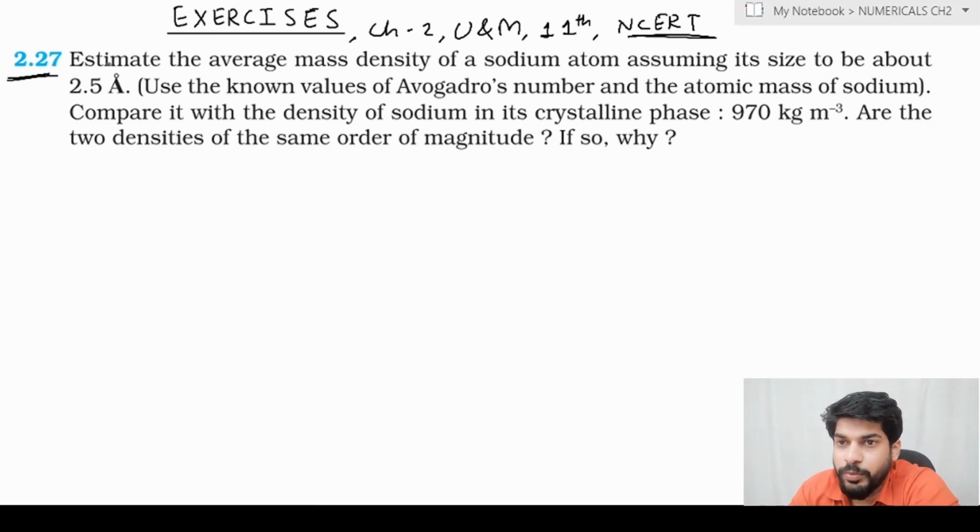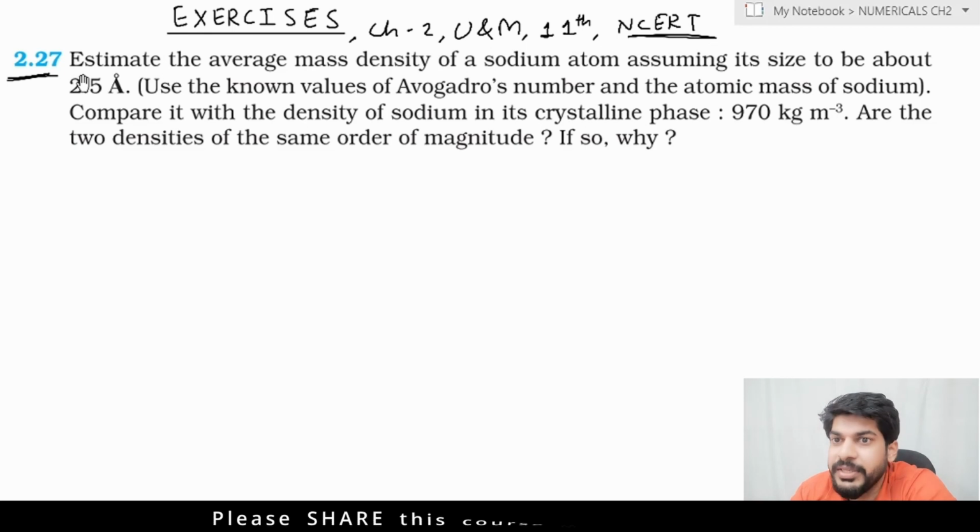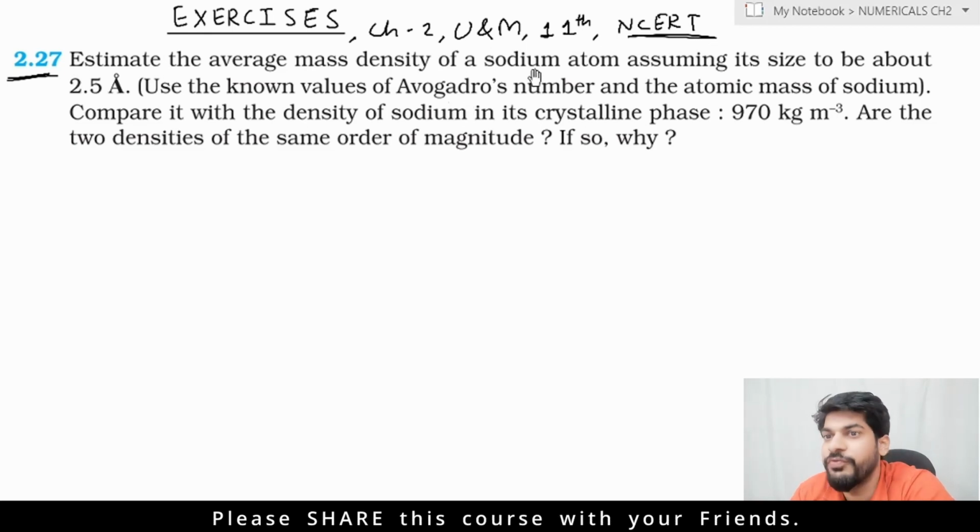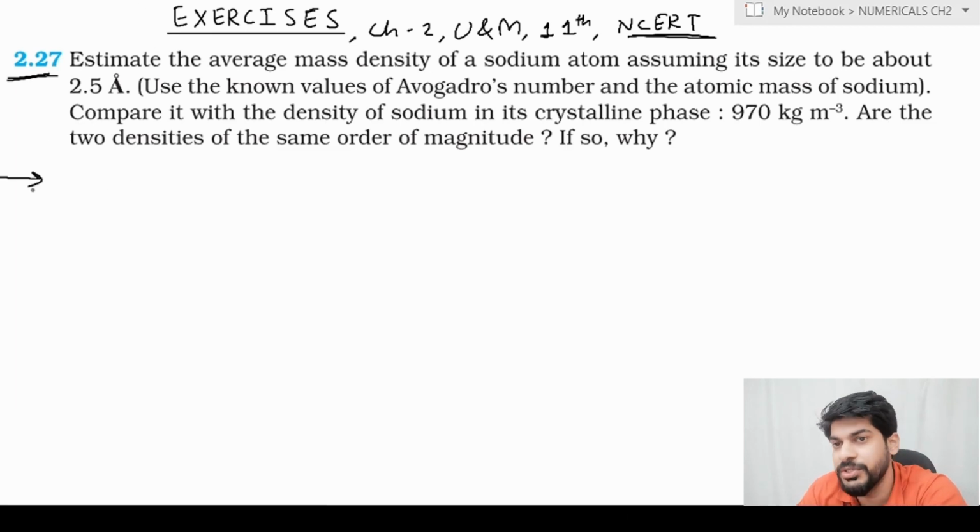So the problem reads like this: estimate the average mass density of a sodium atom, assuming its size to be about 2.5 angstrom units. Some data is given. First of all, let's note this over here.